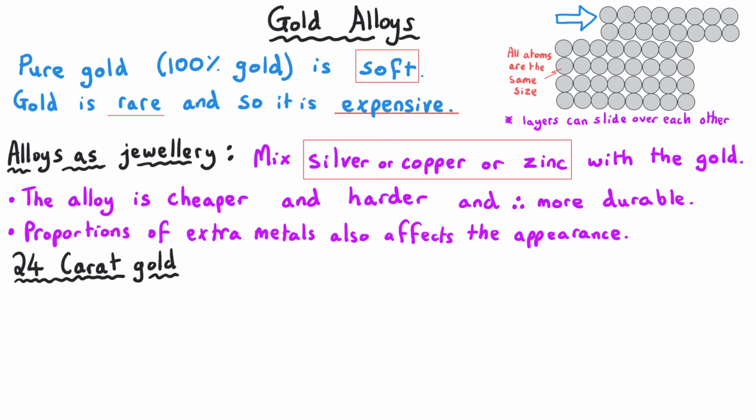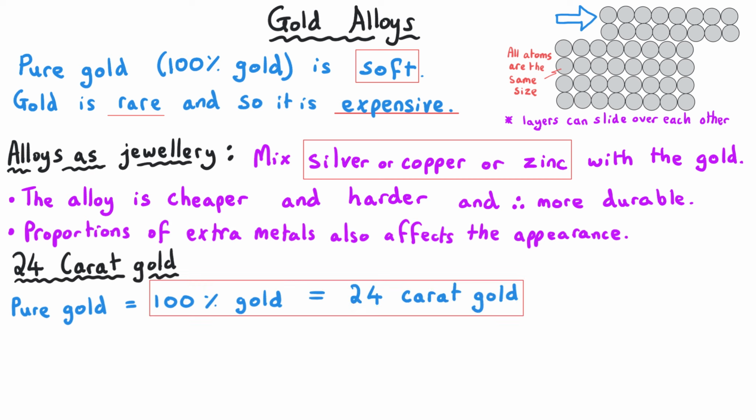Pure gold, as well as sometimes being referred to as 100% gold, is sometimes referred to as 24 karat gold. And this carat system is a decreasing number down from 24, where that number can be used to work out how pure the gold is. So, as I've said, 24 karat gold is 100% pure, and so half of 24 is, of course, 12, and that would be 50% pure.